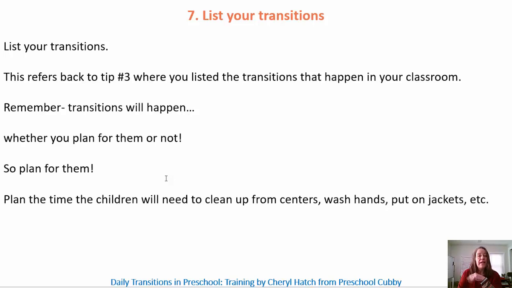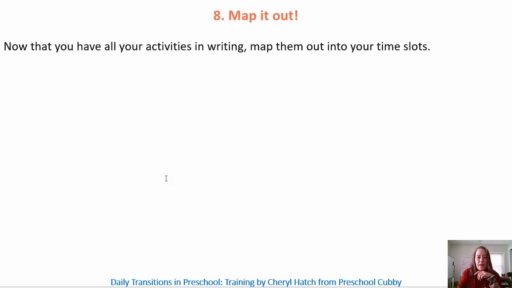Plan the time that the children are going to need to clean up after centers, to wash their hands before snack, to put on their jackets to go outside. Build that into your outside time. If your outside time is 30 minutes, that's as long as you can be outside because that's your classroom's designated time outside, add 10 minutes to it. So children have time. So on your schedule, instead of it being from, say, 11 o'clock to 11:30, your outside time is going to be from 10:50 to 11:30 because that 10 minutes is going to be spent getting ready to go outside. Do you see what I mean?